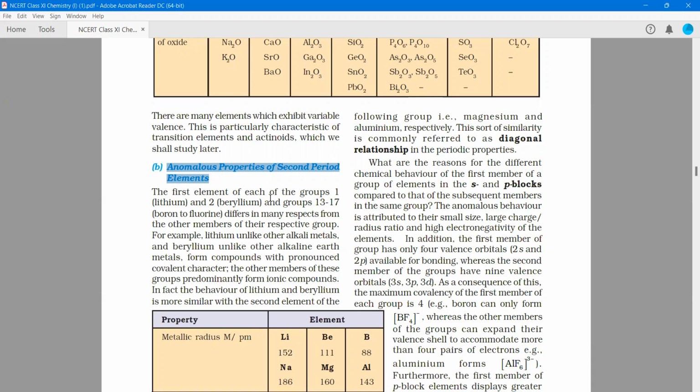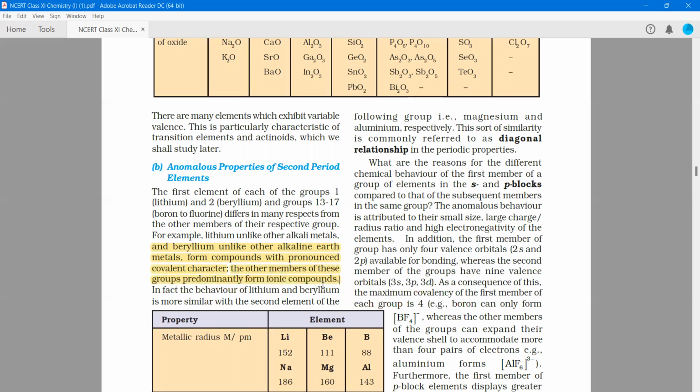The first element of each of the groups, that is lithium in group 1, beryllium in group 2, and groups 13 to 17, boron to fluorine, differs in many respects from the other members of their respective groups. For example, lithium, unlike other alkali metals, and beryllium, unlike other alkaline earth metals, form compounds with pronounced covalent character. Okay, and the other members of this group predominantly form ionic compounds.